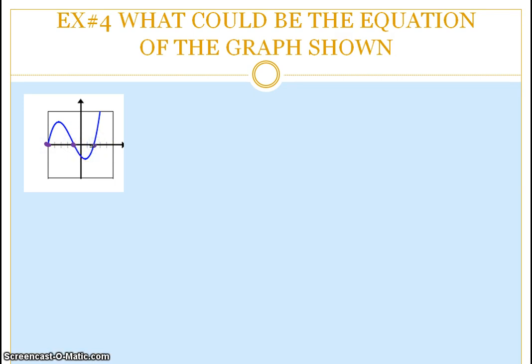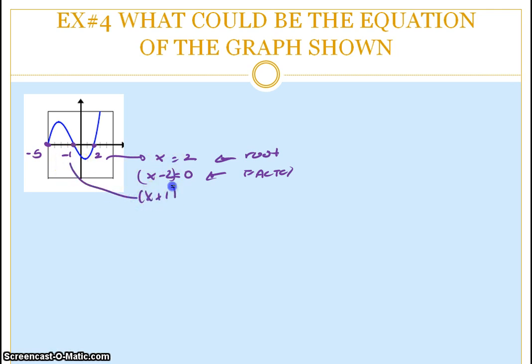So I have 3 x-intercepts: -5, -1, and 2. If you have an x-intercept of 2, it comes from bringing the 2 to the other side, giving the factor x minus 2. So this is the factor, and this is the root, or the x-intercept. So I have factors x minus 2, x plus 1, and x plus 5.